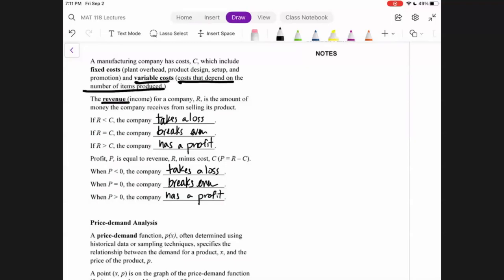Now remember, if revenue is less than cost, the company is losing money, so it takes a loss. If revenue and cost are equal, it breaks even. And if revenue is greater than cost, it makes money, or it makes a profit. And remember that profit is revenue minus cost. So instead of thinking revenue is less than cost, it's just that the profit is less than 0. Instead of assuming they're equal, profit is 0. Instead of assuming that revenue is greater than cost, the profit is greater than 0.